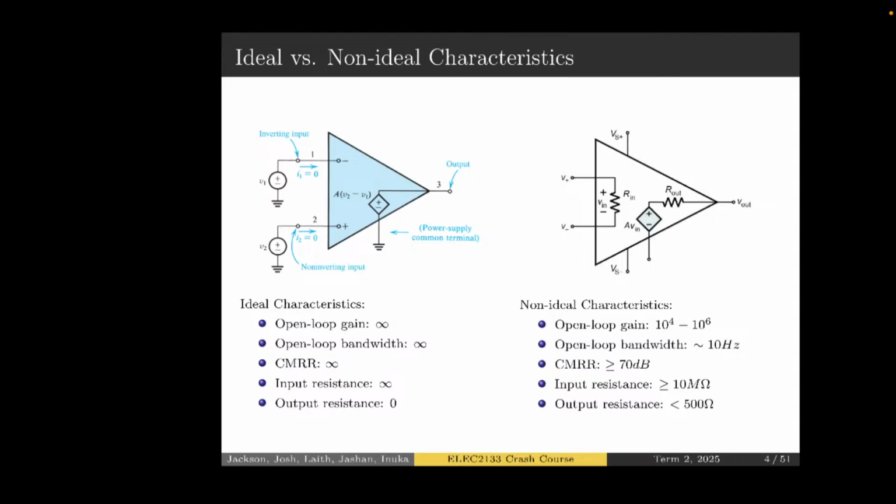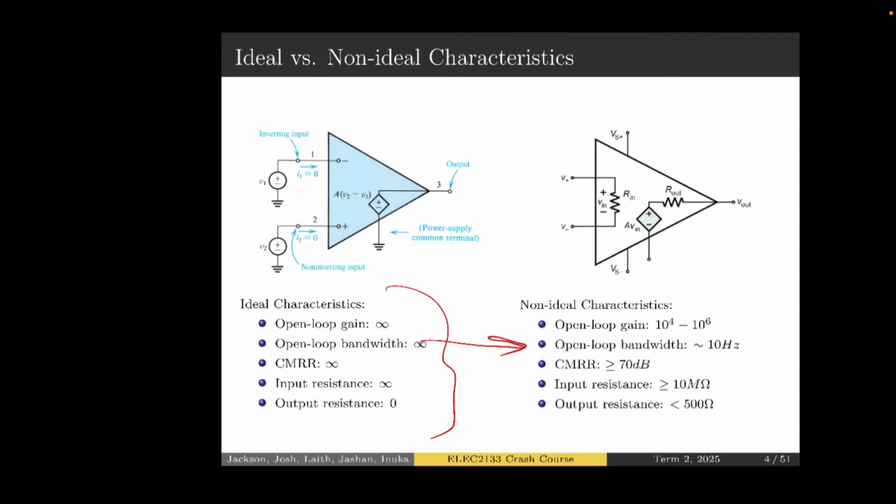Okay, moving on to ideal and non-ideal characteristics. Ideally, we expect these characteristics: infinite gain, infinite bandwidth, infinite common mode rejection ratio, infinite input resistance, and zero output resistance. Basically, when we move into the practical cases, we find that these are roughly true, but rather than being infinite and 0, they are finite numbers. So like really large gains, really large resistances, but our bandwidth is the main one that changes.